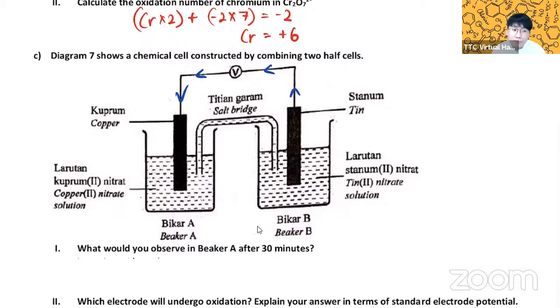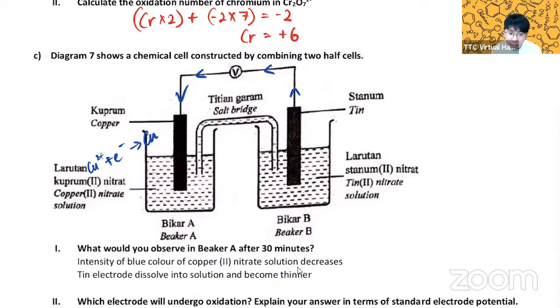So after 30 minutes, what happened in beaker A? When the electrons come into beaker A, your copper 2 will receive the electrons and turn into copper solid. So my answer here is your Cu2+ will receive the electrons, then become Cu metal product. The first thing here, what is the color of this solution? Blue. How do you know? Because of Cu2+. But should the blue color increase or decrease? Decrease. Why? Because you actually use up Cu2+ to form Cu. So Cu2+ is getting lesser and lesser, so definitely the blue color decreases. So the first answer here should be the intensity of blue color of copper 2 nitrate solution decreases.